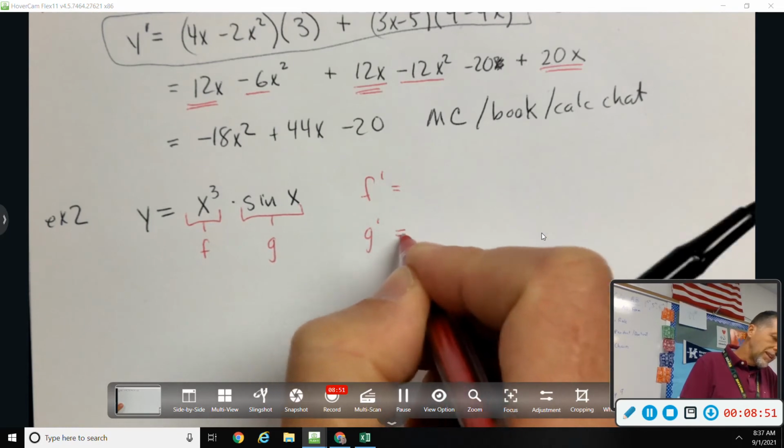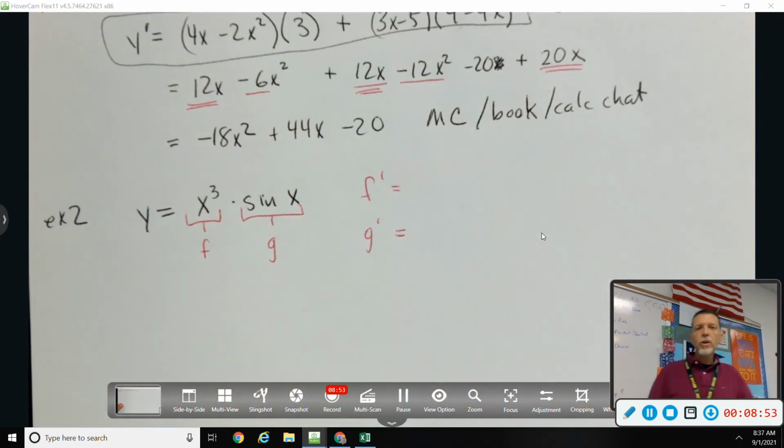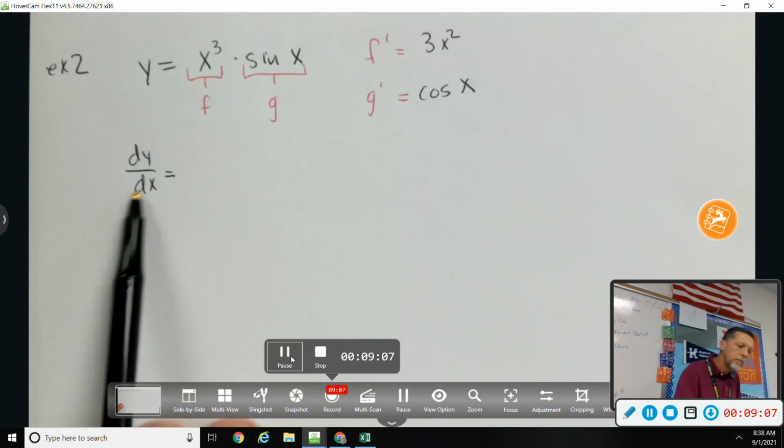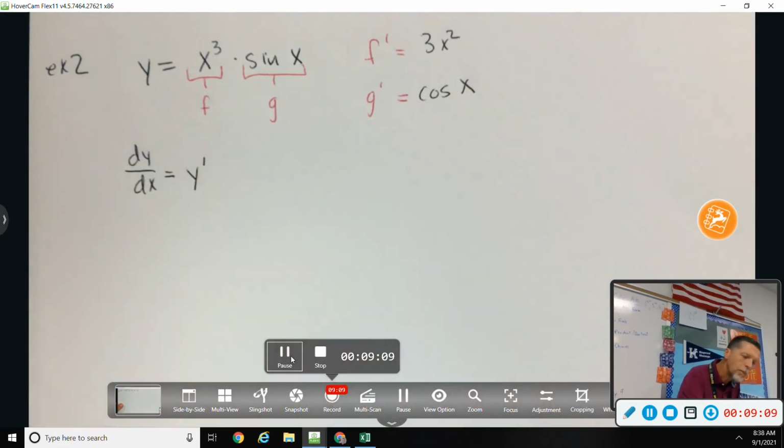Okay, I'm kind of getting it set up for you. I want you to try to finish it from there. So find f prime and g prime, and then use the product rule to piece it all together. dy dx is just another way to say y prime. So again, one of those places where it's new information, but it's just a new term we've got to be familiar with.